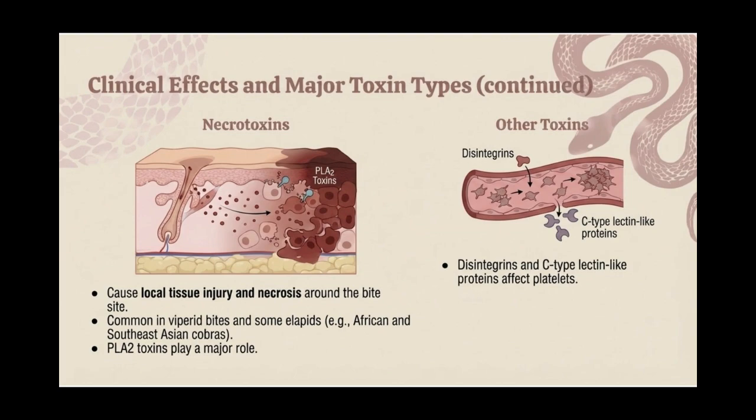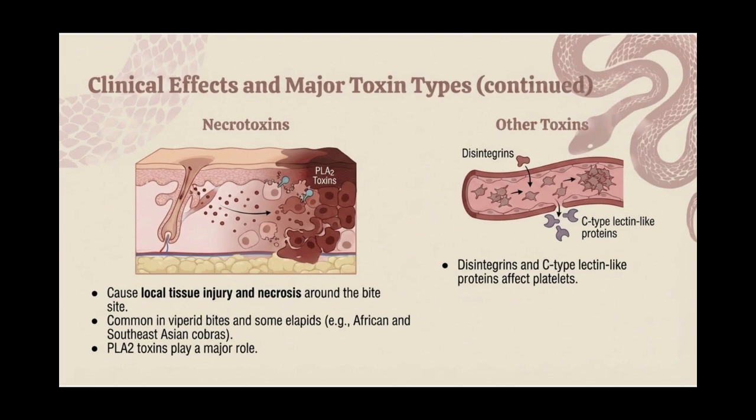Nephrotoxins are substances that can cause kidney damage. While secondary renal damage is common in snakebite cases, only a few snake species produce direct nephrotoxins. Necrotoxins are a type of toxin that causes local tissue injury and tissue death around the bite site. These toxins are commonly found in bites from vipers, but some cobras from Africa and Southeast Asia can also produce them. Phospholipase A2 toxins are believed to play a significant role in this tissue damage.